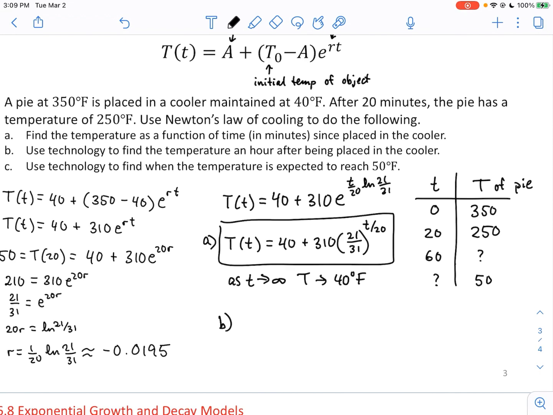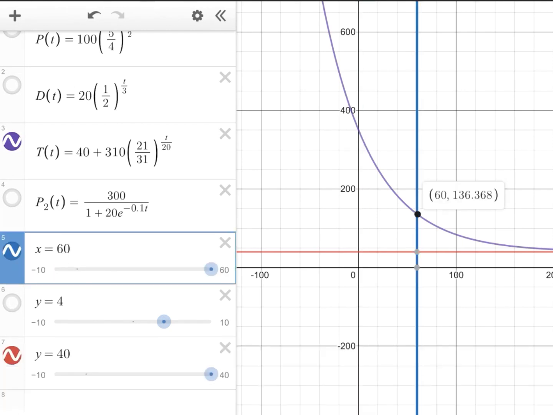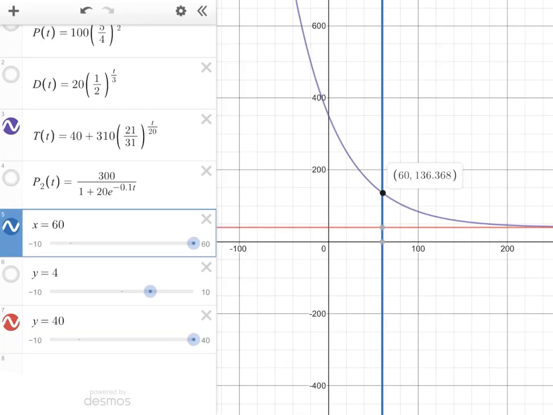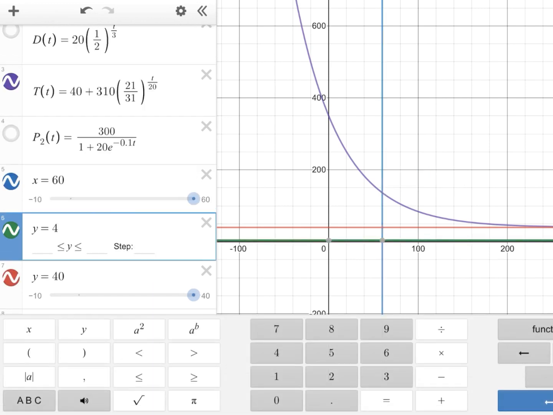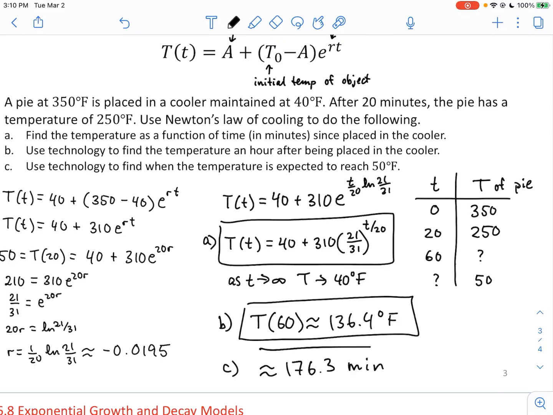Part B, we have at time 60, what's the temperature? So I'll do a vertical line, change x to 60, find that point and say at time 60, the temperature is expected to be about 136.4. And then for question C, what's the time where the temperature will be 50? If I had said 20 there, then you would have said never, because it cools down to 40 degrees and stays at 40. It will never get down to 20, but it can get down to 50. Do a horizontal line at height 50, so it's about 176.3 minutes, and that will be the answer to part C.